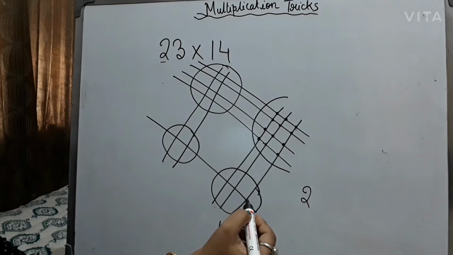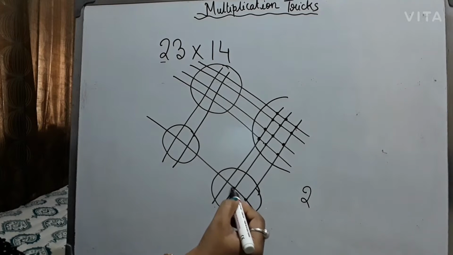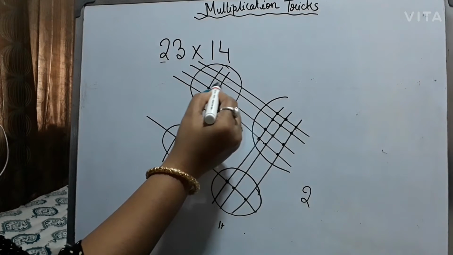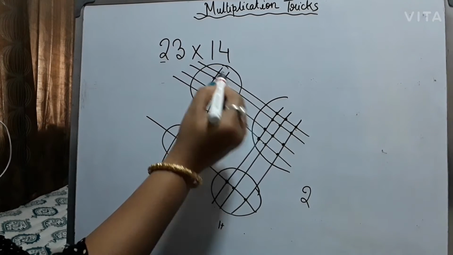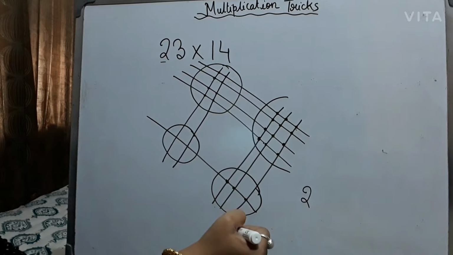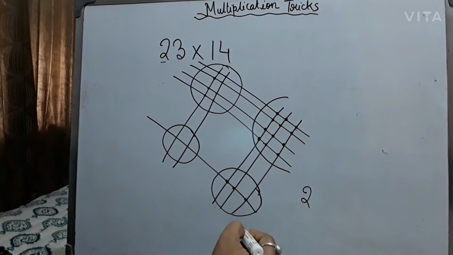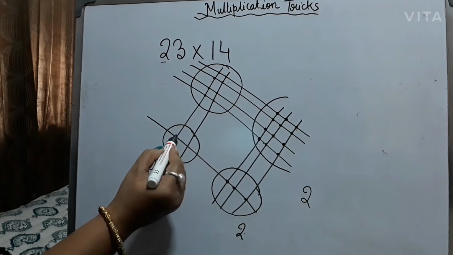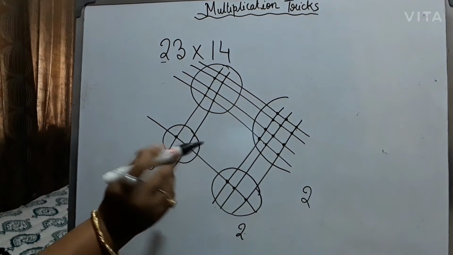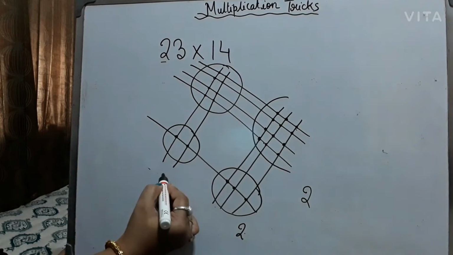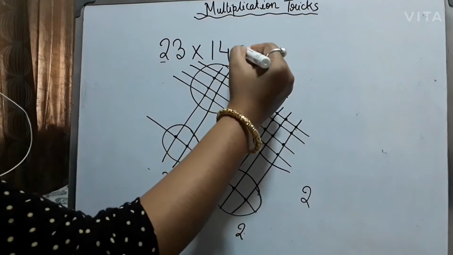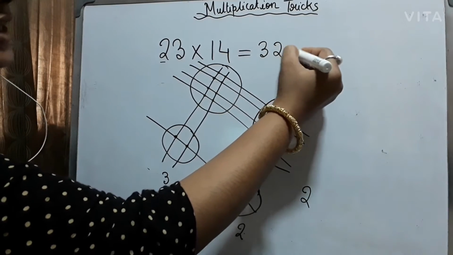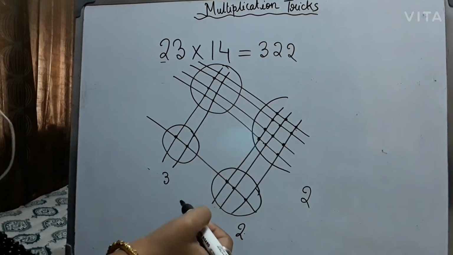How many intersecting points are there in the middle? 1 2 3 4 5 6 7 8 9 10 11. 11 plus 1, that is 12. So 12, write 2, carry 1. How many points are here? 1 2, carry 1, that is 3. So what's your answer? Your answer will be 322.